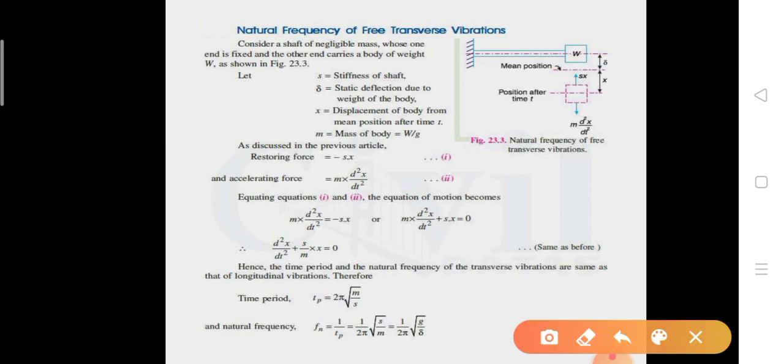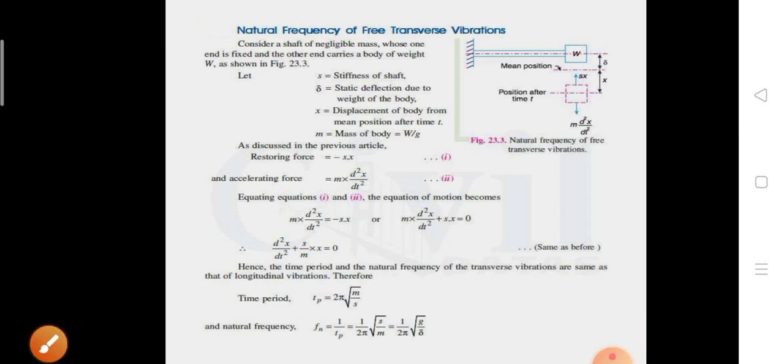So how will you get the transverse vibration? Here you can see one cantilever beam is considered, with a fixed support, a mass, and at the end a point load of W attached to the system. Let me explain with another figure. Suppose this is your fixed support, this is your shaft with spring stiffness K, and one mass is attached to the end of the shaft. Vibration along the length is called longitudinal vibration, right?